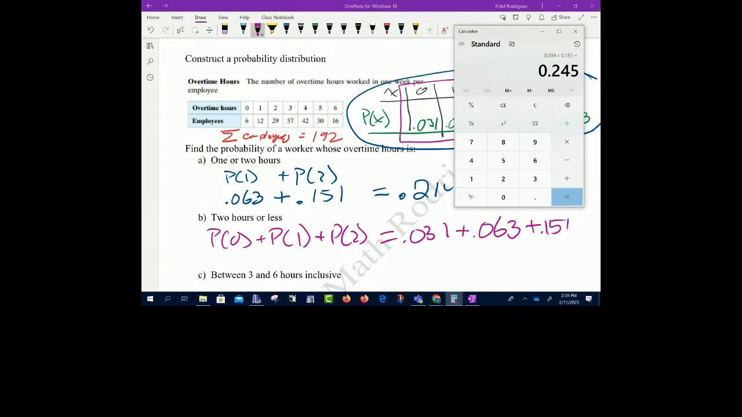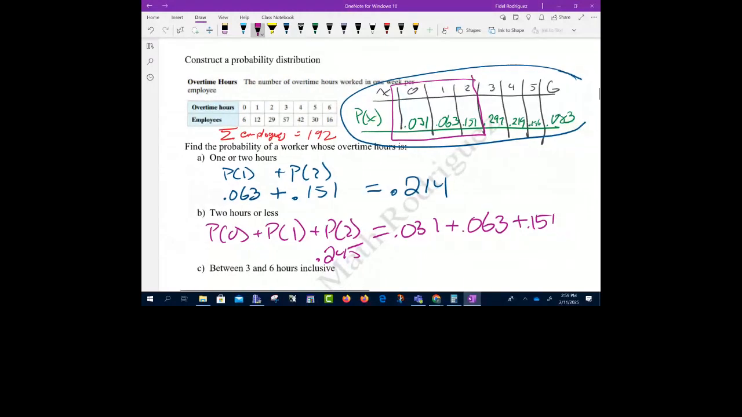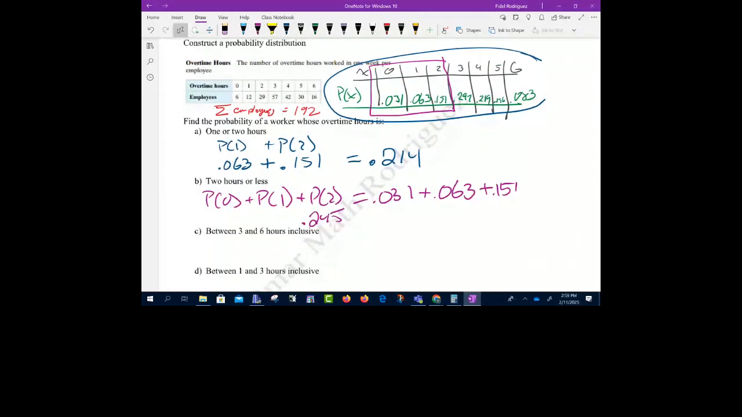And I'm coming up with 0.245. Okay. Part C says between 3 and 6 hours inclusive. Okay. So let's figure out what that means.